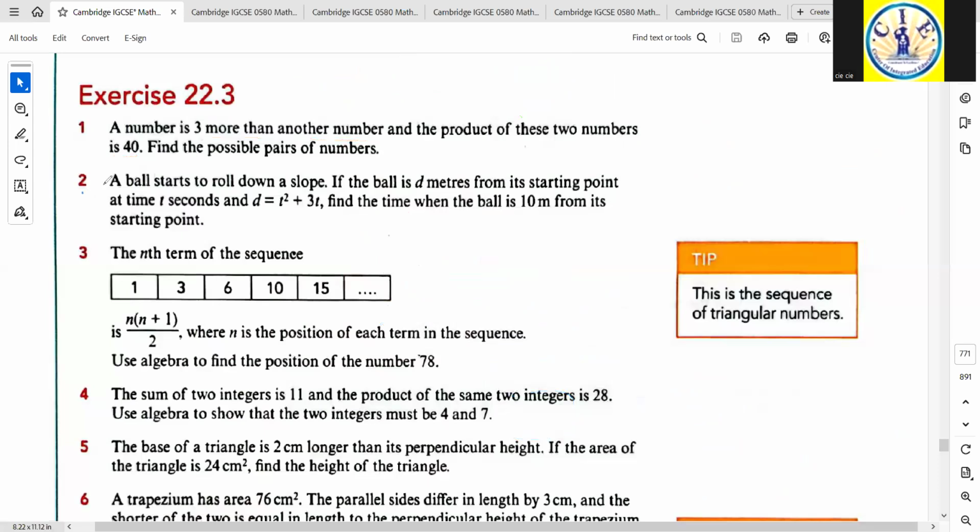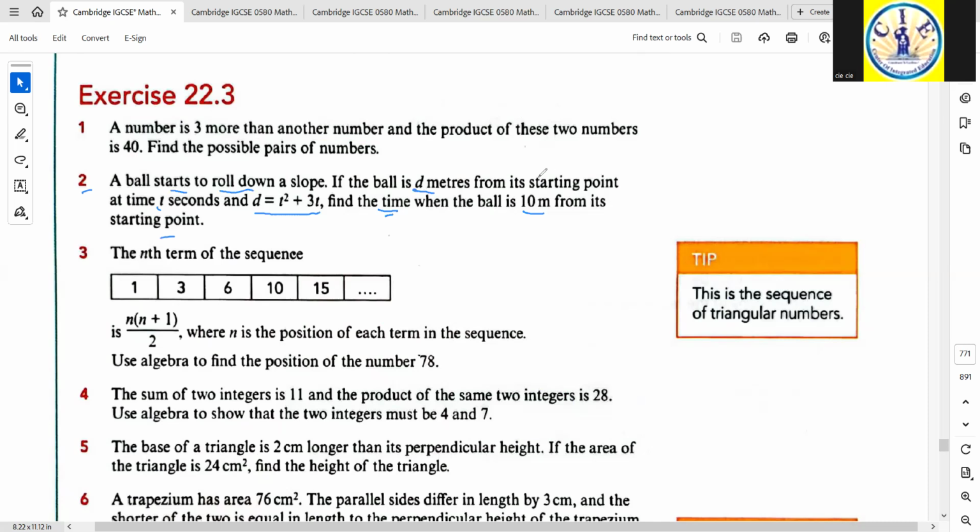Now it's question number 2. A ball starts to roll down a slope. If the ball is d meters from its starting point at time t seconds and d equals t squared plus 3t, find the time when the ball is 10 meters from its starting point.